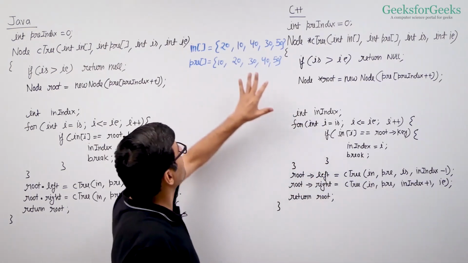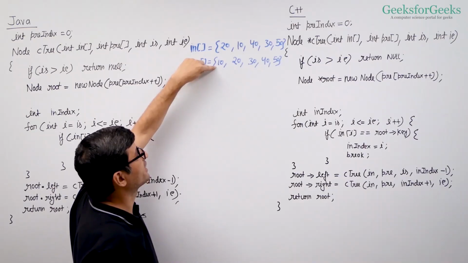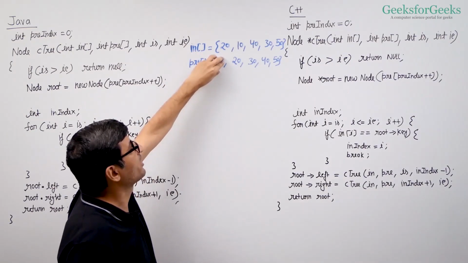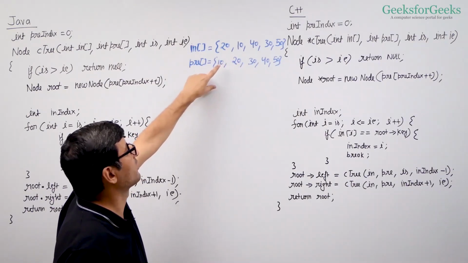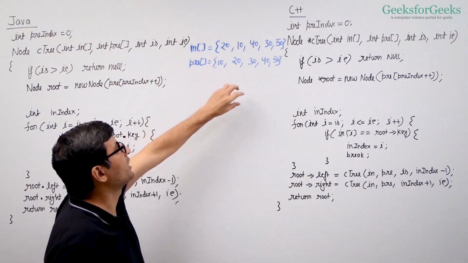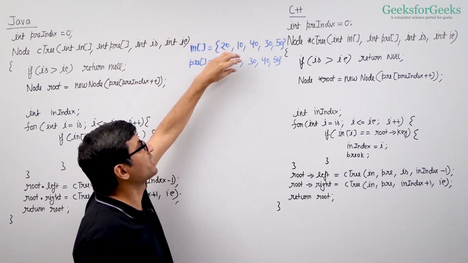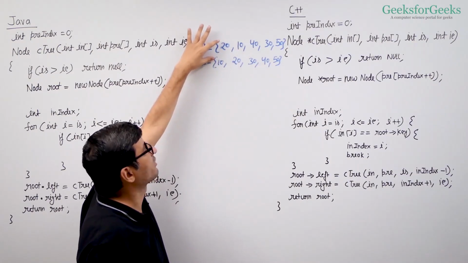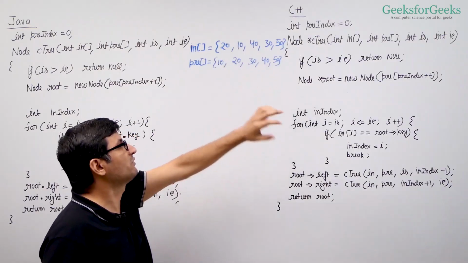So if we see this example where we are given the in-order traversal as this and the pre-order traversal as this, we are first going to construct the node 10 and then we are going to decide what is in the left of it and what is in the right of it by using in-order traversal. And then we are going to construct the node 20, right? And then we are going to decide what is in the left of 20 and what is in the right of 20 by again using in-order traversal. Then we are going to construct 30, then 40 and then 50.